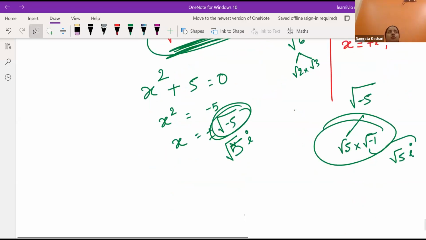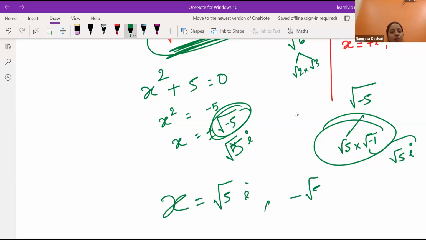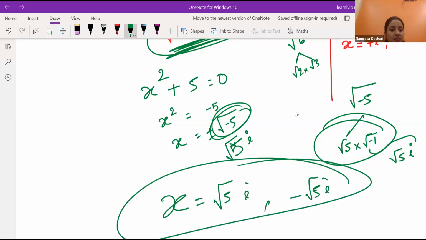We don't have to give a new name every time, calling 5 a z or 6 a k. Just iota is defined. And believe me, anytime you have a negative inside the root, whatever the number, you can separate it and write it in the form of i. So your x values over here are positive root 5 i and negative root 5 i. These are the two x values. Making sense, Maryam?